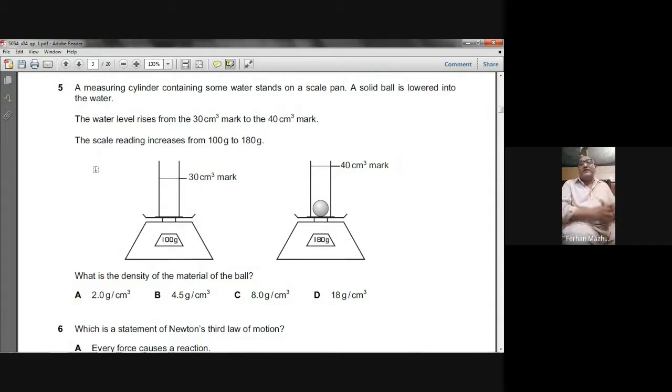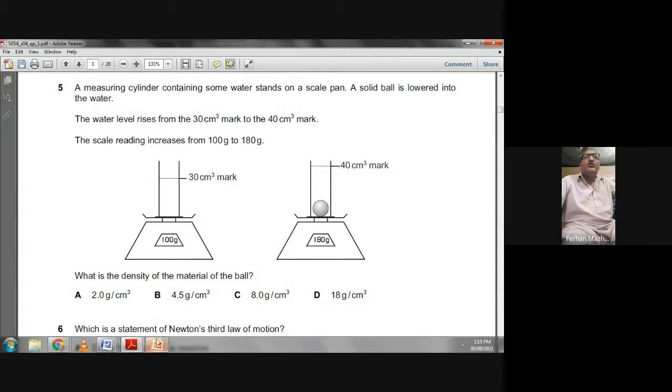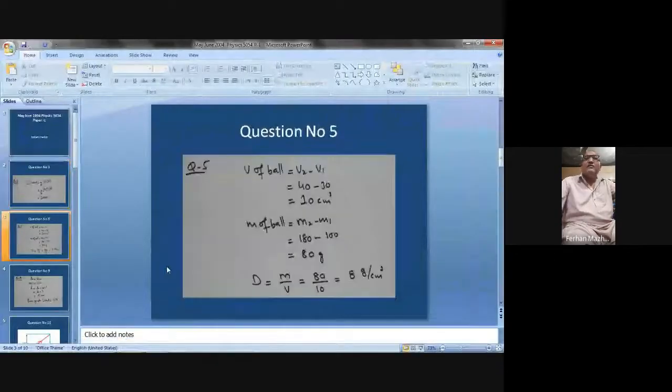The formula for the density of the ball is density equals mass divided by volume. I know the mass, that's 80 gram. I know the volume, that is 10 centimeter cube. So easily I can find out. Let me show you the solution I have done.